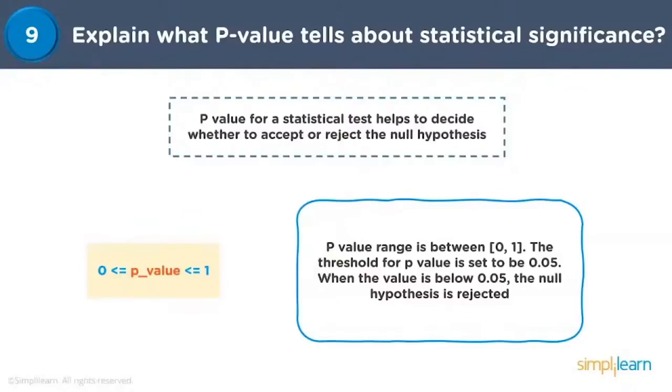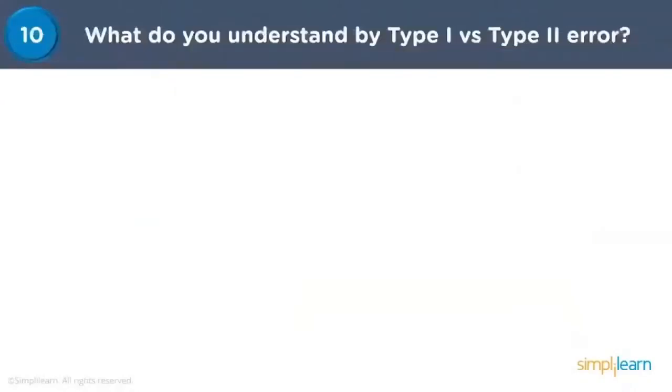Now coming to the final question in our list of mathematics interview questions for data science. So the question is, what do you understand by type 1 versus type 2 error? Now in statistical theory, the statistical error is an integral part of hypothesis testing. In statistical hypothesis testing, no test is ever 100% certain. That's because we rely on probabilities to experiment. Even though hypothesis tests are meant to be reliable, there are two types.